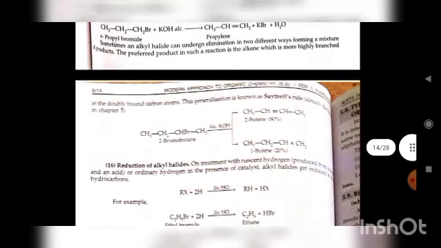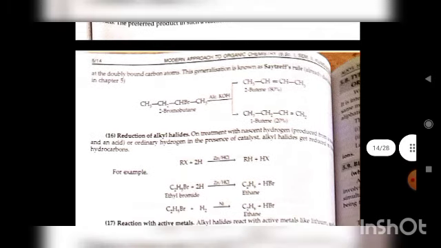Sometimes an alkyl halide can undergo elimination in two different ways, forming a mixture of products. The preferred product in such a reaction is the alkene which is more highly branched at the doubly bonded carbon atom. This generalization is known as Saytzeff rule. 2-Bromobutane in presence of alcoholic KOH gives 2-butene 80% and 1-butene 20%.